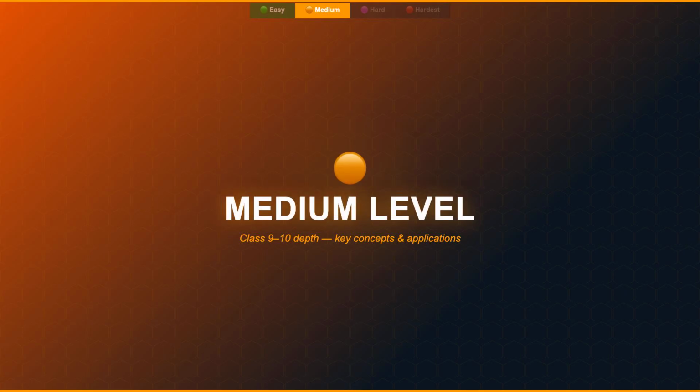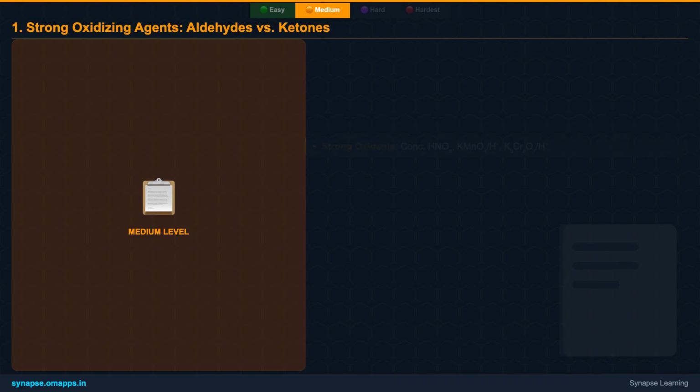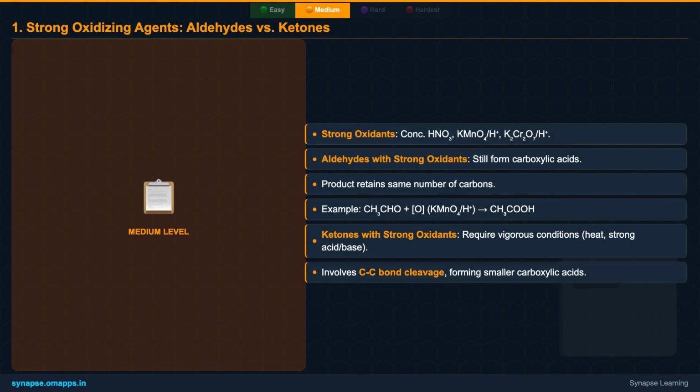Now, let's step up our game and explore the medium-level intricacies of aldehyde and ketone oxidation. While mild oxidants distinguish aldehydes from ketones, strong oxidizing agents reveal more. Aldehydes, as we know, are easily oxidized. With strong agents like acidified potassium permanganate or dichromate, they still efficiently convert to carboxylic acids, retaining all their carbon atoms. This reinforces their high reactivity.